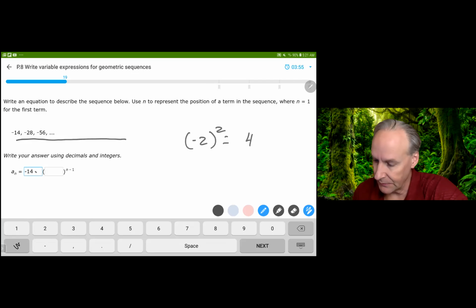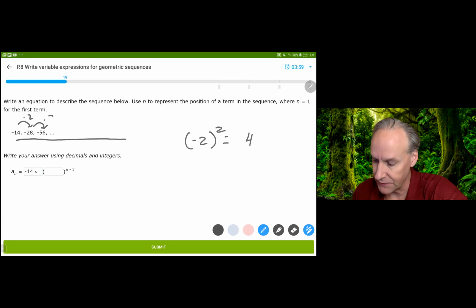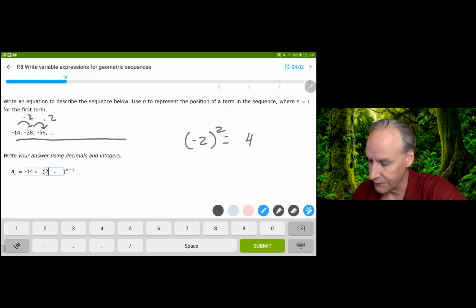And what are we multiplying by each time? We're multiplying by 2, aren't we? So our multiplier is 2. Don't forget that I put a negative 14 in for this one. Now, if you think about it, negative 14 times the 1, which is our first term where it's 2 to the 0 power, is negative 14, and then negative 28, and so on.